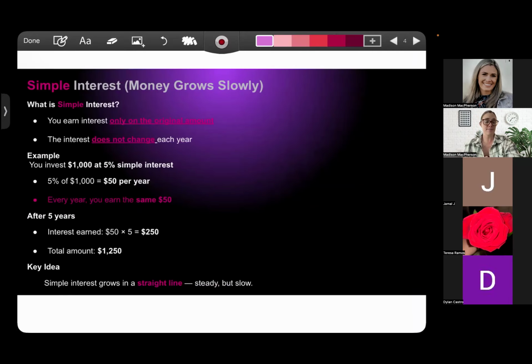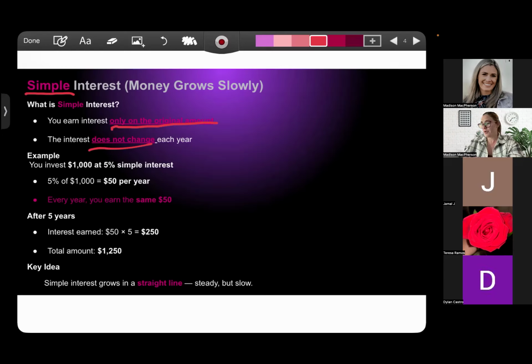So we're going to start with simple interest. Simple interest is just like it says, it is very simple. Okay, it is the first option. It's like just getting the same amount every year. So, for example, you earn interest only on the original amount, which means if you put $1,000 in your account, every year you're going to get the same amount no matter how much that account grows. Okay, so it does not change. The interest, the amount of money your account is going to make, will not change every year.